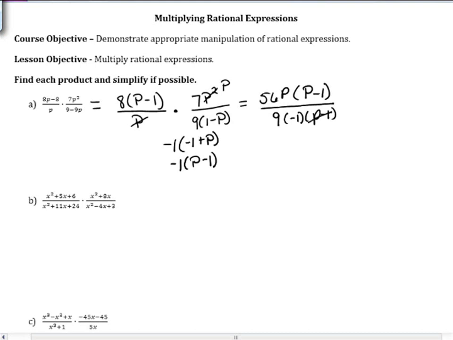Now that we have p minus 1, top and bottom, we can cancel those. And we have this negative sign, and remember the different ways we can write negative fractions. Right now the negative is in the bottom, but we can write it out front if we want. So we could write the negative sign out in front, and then 56p over 9. So this would be our final answer.